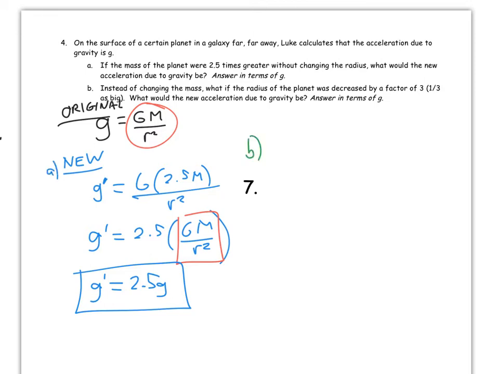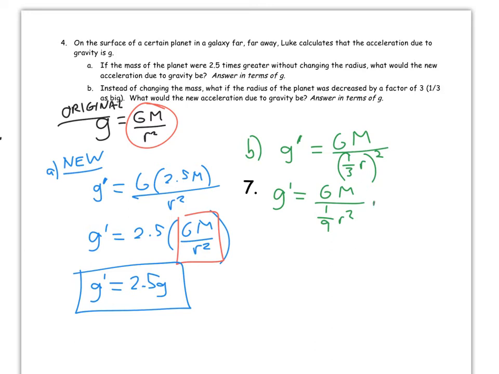For part B, we're now going to decrease the radius by a factor of 3, meaning it's 1/3 as big. So let's set that one up now. I'm going to say G prime is equal to Gm over 1/3 R, that entire quantity squared. Keep in mind we do have to square that factor as well. So it's going to be G prime equals Gm over 1/9 R squared, squaring that 1/3.